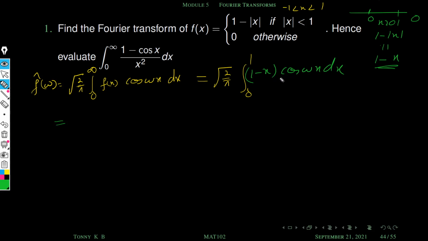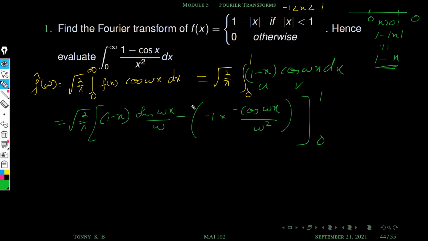Next we are going to apply the Leibniz rule of integration, choosing this as our first function and this as our second function. Otherwise you can apply integration by parts 2 times. Anyway, this integration becomes first function into integral of second, minus derivative of first one, that is minus 1, into integral of the integral of second, that is minus cos omega x by omega square. Next you have to apply the upper limit and lower limit.